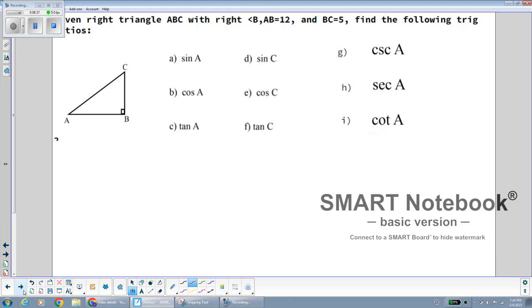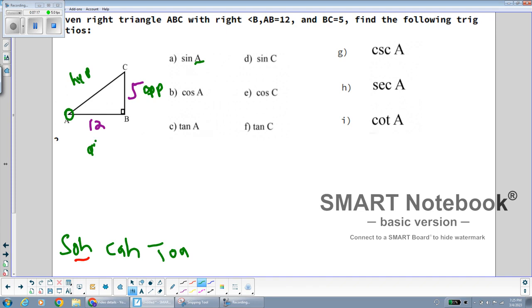Let's take a look at this example over here. So we have right triangle ABC with right angle at angle B. AB has a length of 12, BC has a length of 5, and we need to find the trig functions listed. The first one we're trying to find is sine of angle A. Just to remind myself, let me write my SOHCAHTOA over here. Sine is O over H, opposite over hypotenuse. And we're focusing on angle A. So here's angle A.